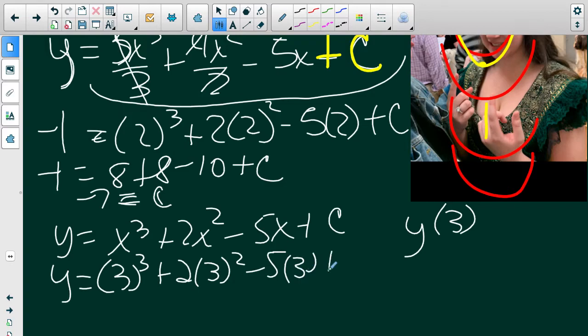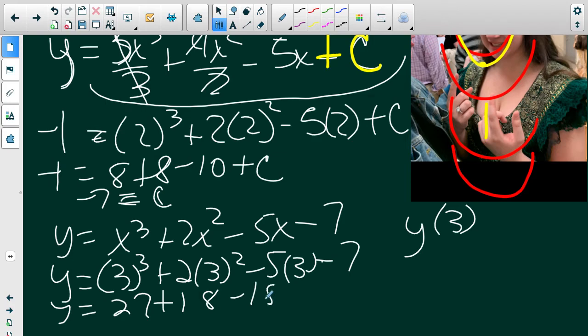Girls, listen. Even if, oh, c was what, -7? That was real important. What I was saying is even if you have a calculator, you can do it in your head, you've got to show as a grader that you are filling in the numbers. So I get y is equal to 27 plus 18 minus 15 minus 7. So that should be 23.